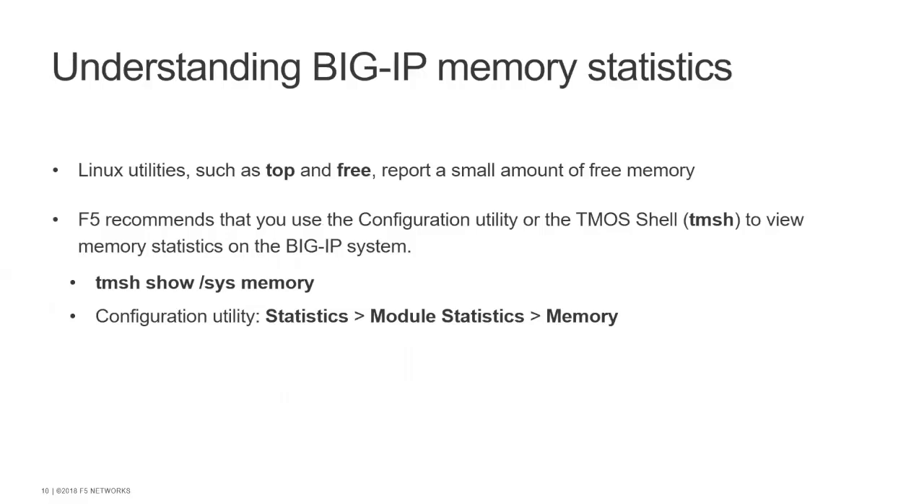You can view BIG-IP memory statistics using BIG-IP utilities or Linux command line utilities. It is normal for Linux utilities, as we mentioned previously, such as top and free, to report small amounts of free memory. This is expected, and there is nothing to worry about. F5 recommends that you use the configuration utility or the TMOS shell, TMSH, to view memory statistics on the BIG-IP system, using the TMSH command show sys memory, or via the configuration utility, go to Statistics, Module Statistics, Memory.